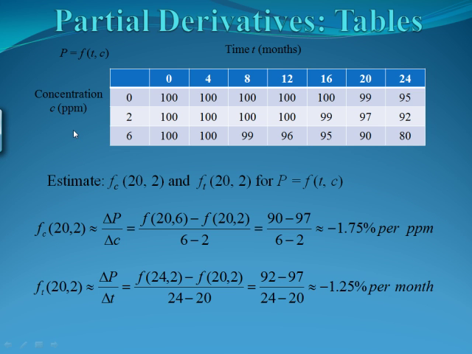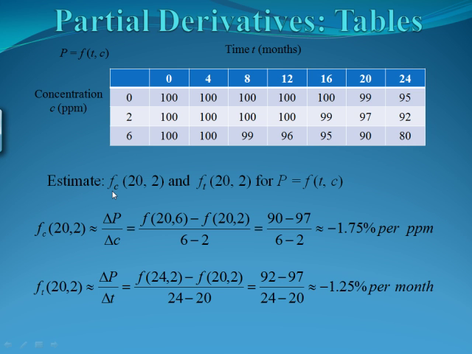Okay, so how do we go about estimating partial derivatives from tables? It's very similar to how we estimated derivatives on tables when we were doing regular derivatives before we had two variables. So if we want to estimate the partial derivative with respect to c at (20, 2), and the partial derivative with respect to t at (20, 2), for this function in the table we're given, how do we do that? So let's start with the partial derivative with respect to c at (20, 2).